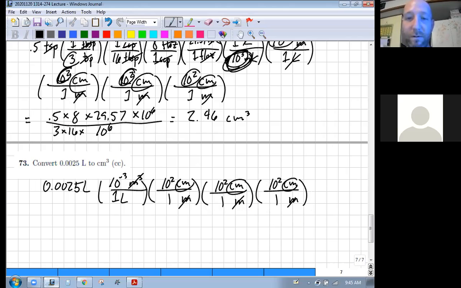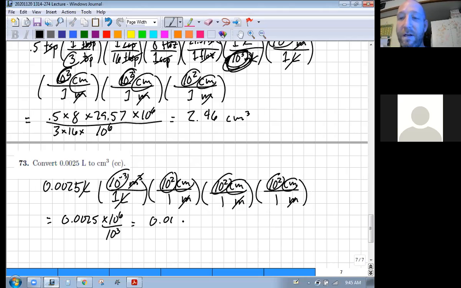So we got 0.0025. Wait, liters is gone. We got 10 to the 6th, and then over 10 to the 3rd, 0.0025 times 10 to the 3rd. We don't even need a calculator for this one. So that's 2.5, right? 1, 2, 3, 2.5.